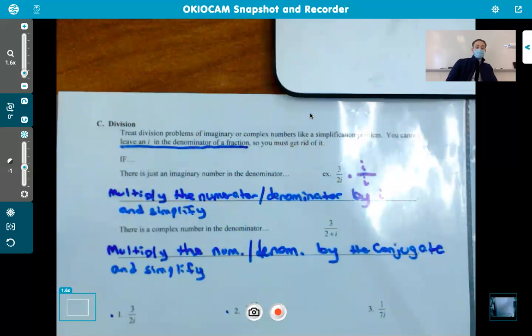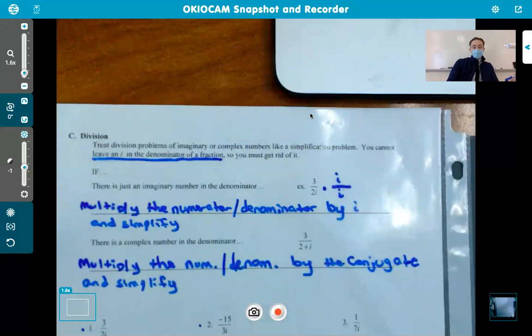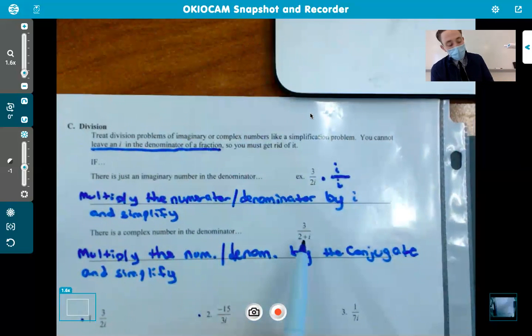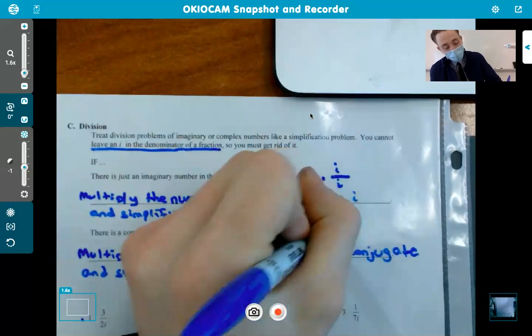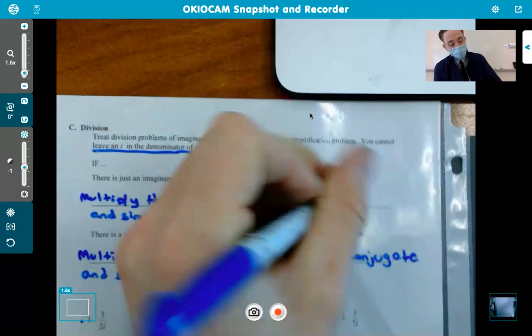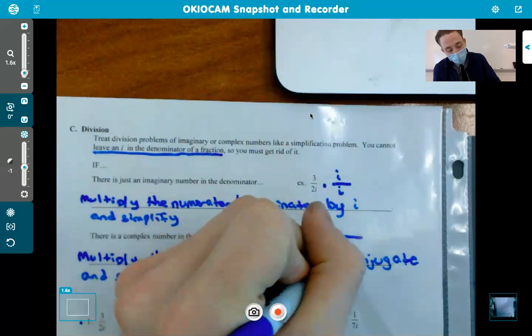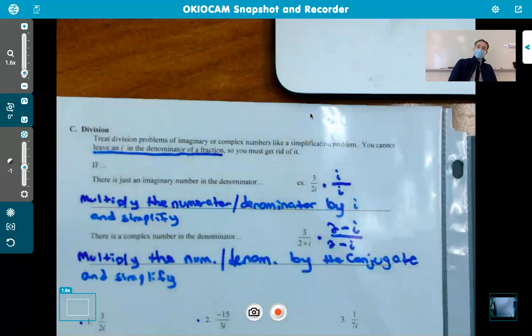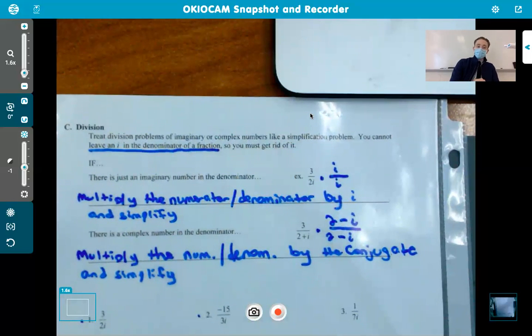The conjugate, and I'm going to use this example to help us, is the same terms. So instead of 2 plus i, I'll have a 2 and an i, but they're separated by the opposite sign. So I'm going to multiply top and bottom here. Instead of 2 plus i, it'll be 2 minus i. So again, the conjugate is the same terms as we see there. We're just changing the sign.